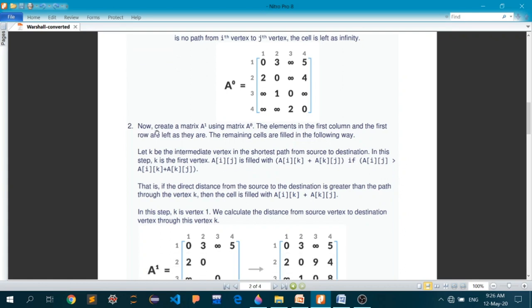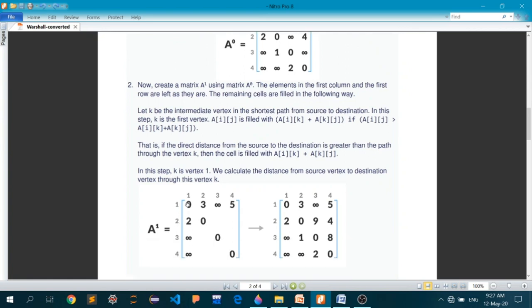So let's read out what I am trying to say, and then we'll see firsthand what is actually happening. Now to create a matrix A1 using matrix A naught, the elements in the first column and first row are left as they are. That means if I am computing A1, I am fixing vertex 1 as the middle vertex. So in that case, the first row and first column will be fixed, and all the diagonal elements will remain 0 as before. The rest of the entries we have to find out. What is the rule to find out those entries? We'll see in a minute.